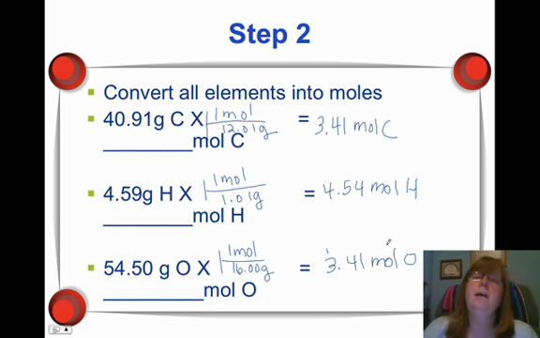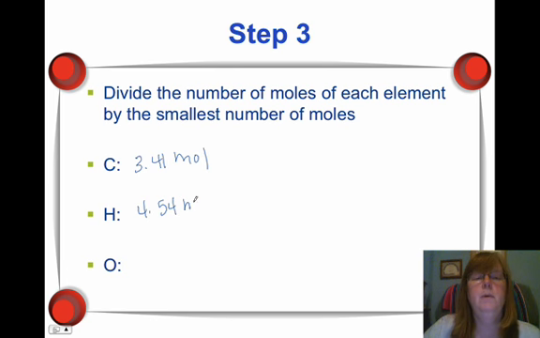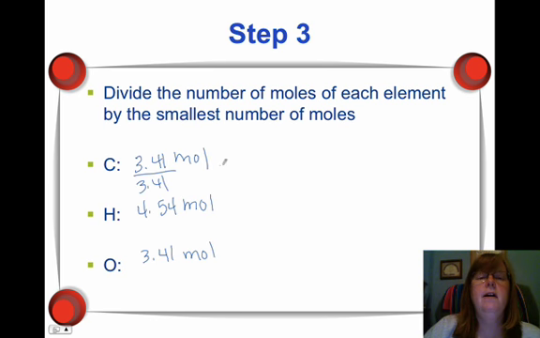Okay, so step 1 was to assume we had 100 grams. We just changed those percentages into grams. Step 2 was converting all the grams into moles. Do you remember step 3? Step 3 is to divide by the smallest number of moles. So again, we had 3.41 moles of carbon, 4.54 moles of hydrogen, and 3.41 moles of oxygen. The smallest number in all of these is 3.41, so we divide all of them by that.